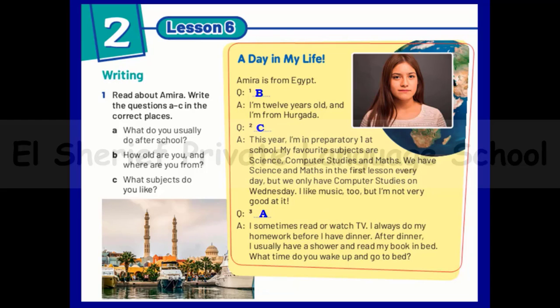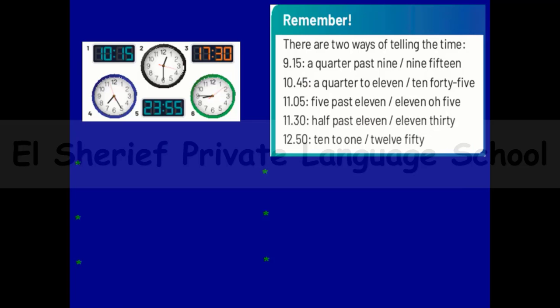And the last part is some notes in Unit 2. We can talk about the time. How can I express time? We have 2 ways of telling the time. For example, the first sentence here, I can say this is 9:15. I will start reading the number on the left and then I will read the number on the right.